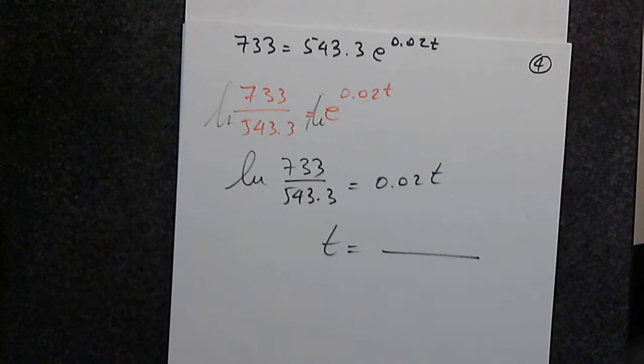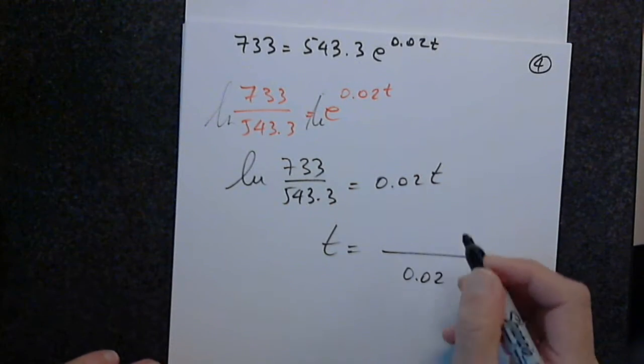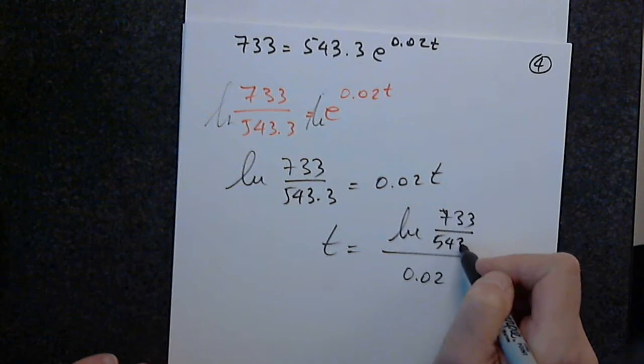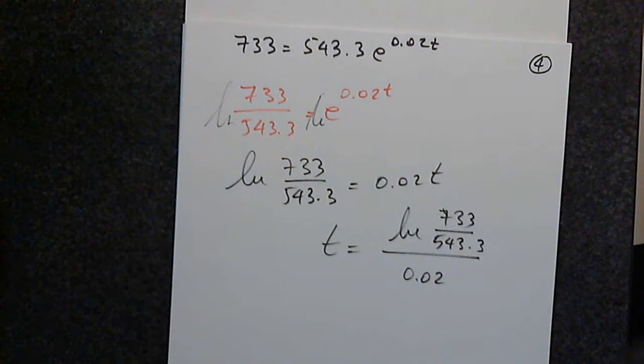It's the left-hand side over 0.02. So natural log of 733 over 543.3. Please make sure you put parentheses around that fraction. So natural log, in parentheses 733 divided by 543.3. Close the parenthesis and press enter. Oh, I'm sorry, divided by 0.02.